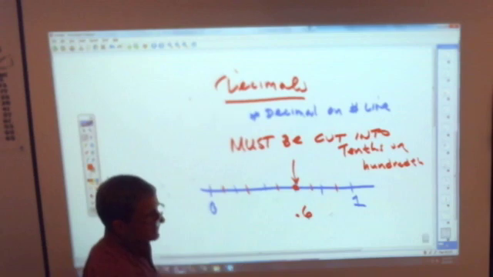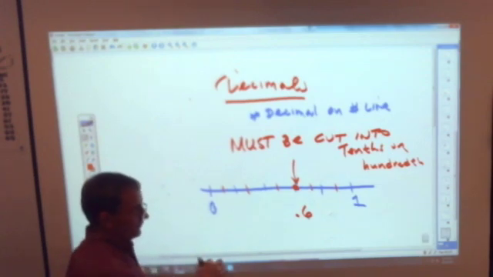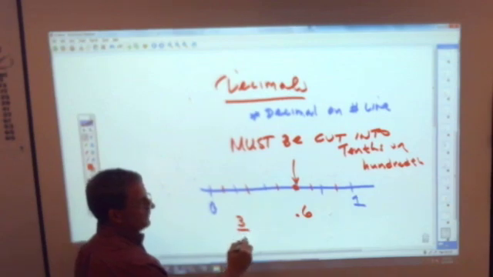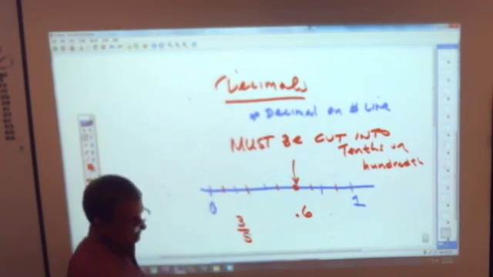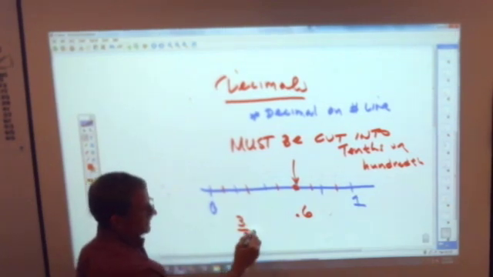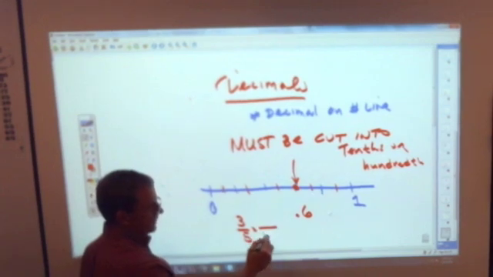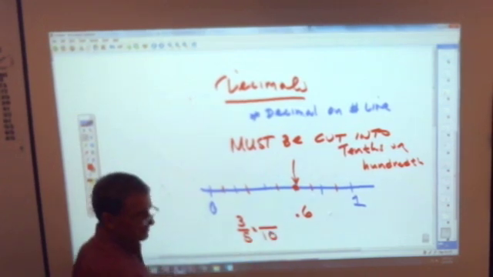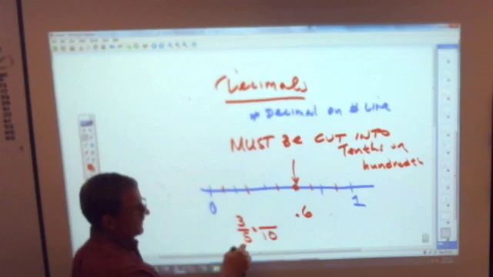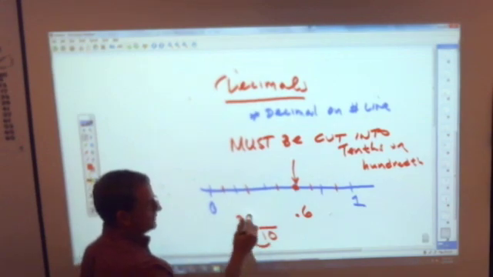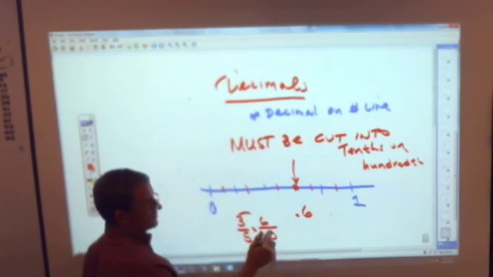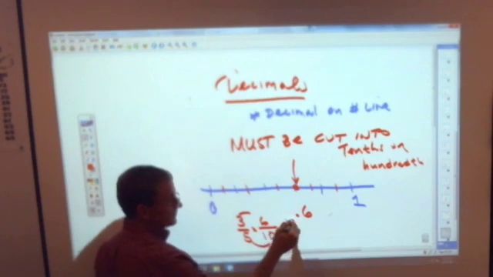So you can do it if it's cut into tenths. Or maybe Trevor said, well, that dot was what fraction of the way over? It was 3/5 of the way over. And then maybe you could have changed that into tenths. 3/5 is how many tenths? 5 times what is 10? 2. So 3 times 2 is 6. So 3/5 is 6 tenths.